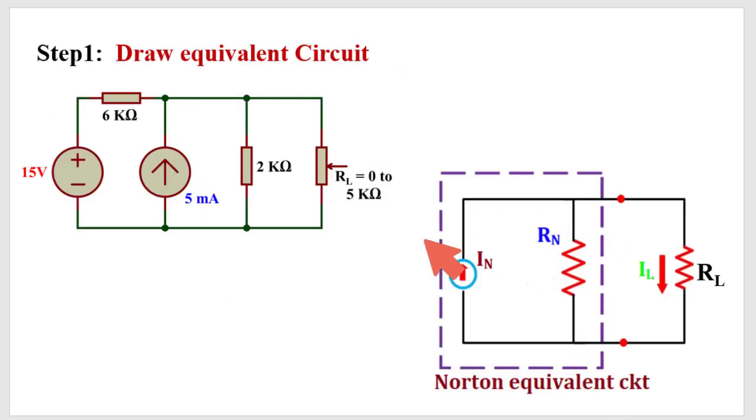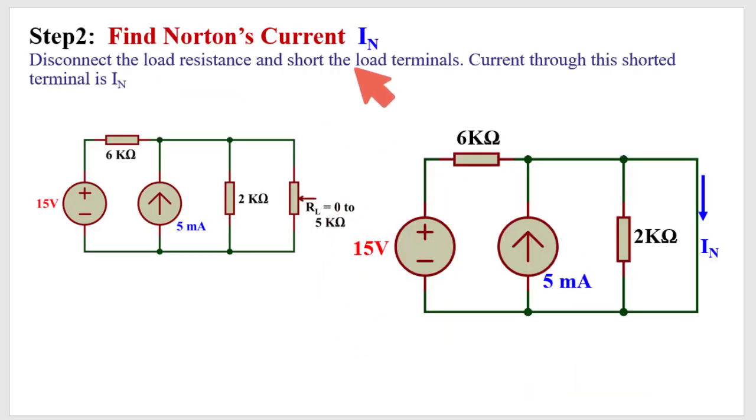So first I need to draw the equivalent circuit. This is Norton current in parallel with Norton resistance, and this is the load resistance. Next step, to find the Norton current, the load resistance should be removed and this will be shorted. So here, see, this is shorted. Whatever current flows through the short circuit path, that is the IN.